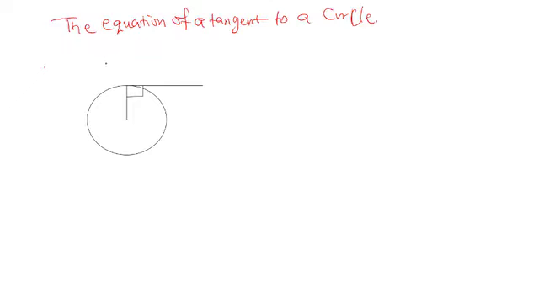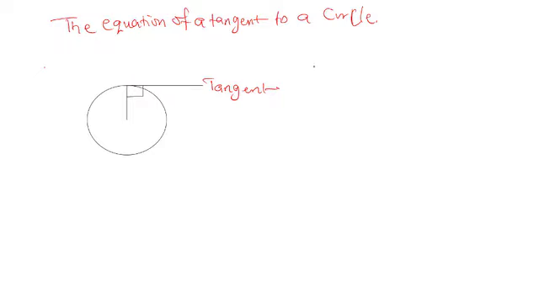Welcome back. Today we'll be talking about the equation of a tangent to a circle. Now, when we talk about a tangent, what is a tangent? A tangent happens to be a straight line that projects from any given point on a circle. So this is a tangent, a straight line that projects out from a given curve.